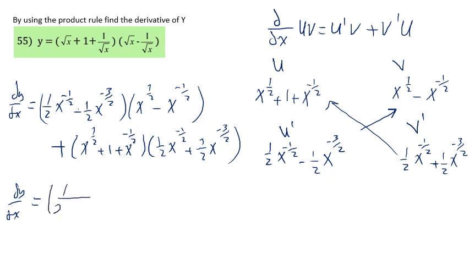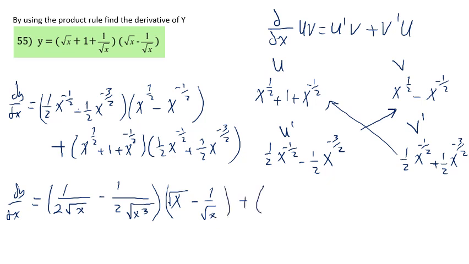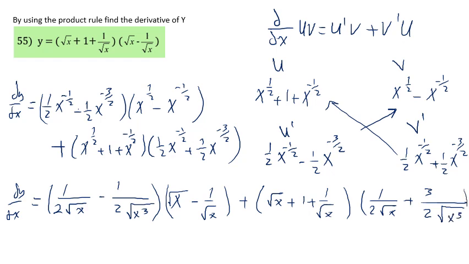So it's 1 over 2 root x minus 1 over 2 root of x to the power of 3, multiplied by root x minus 1 over root x, plus root x plus 1 over root x multiplied by 1 over 2 root x plus 3 over 2 root of x to the power of 3, and that's it. I'm not going to simplify it any more here.